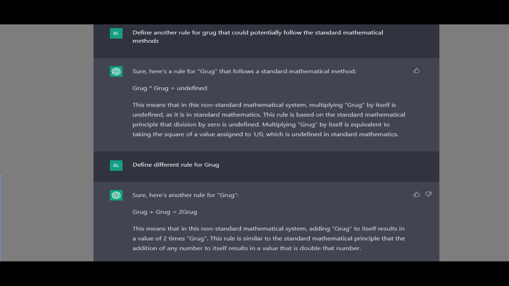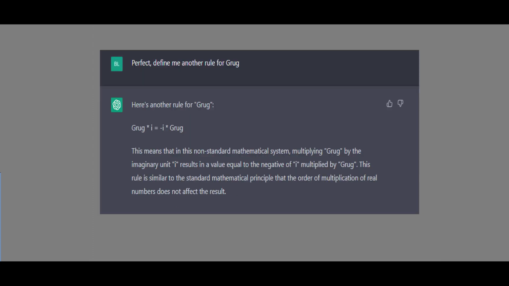Sure, here's another rule for grug. Grug plus grug equals 2 grug. This means that in this non-standard mathematical system, adding grug to itself results in a value of 2 times grug. This rule is similar to the standard mathematical principle that the addition of any number to itself results in a value that is double that number. Ooh, applying standard maths to grug. Me likey. Perfect. Define me another rule for grug.